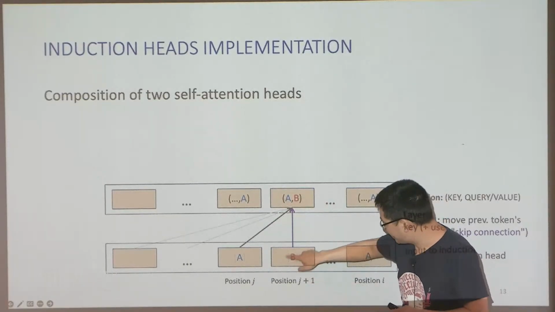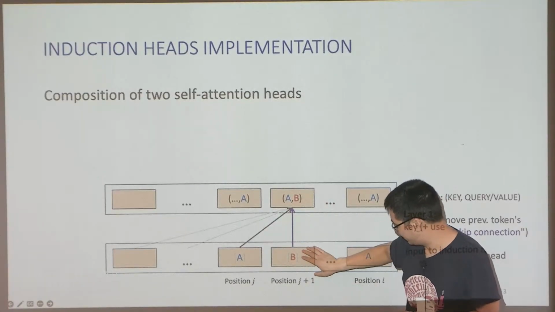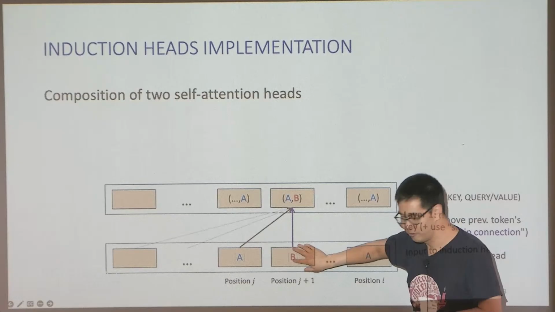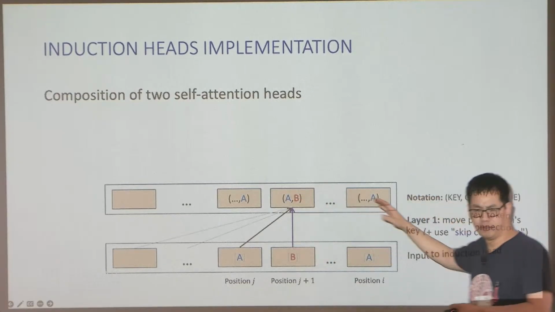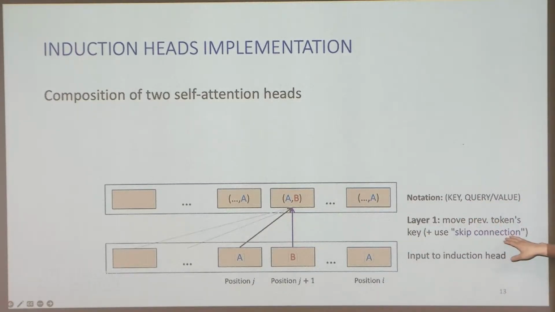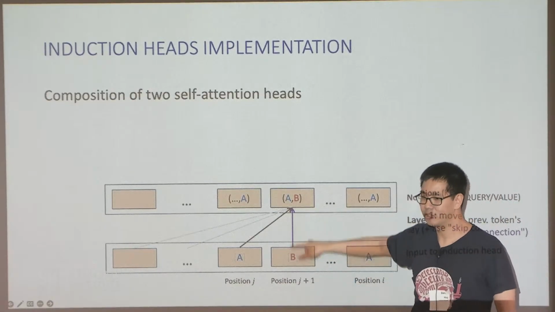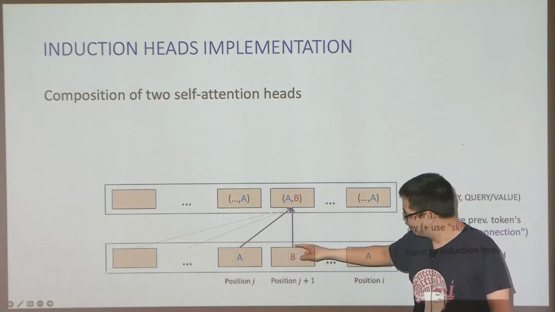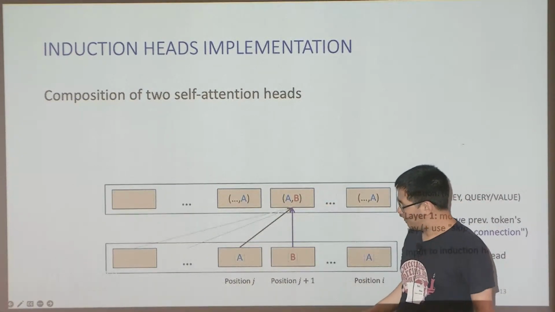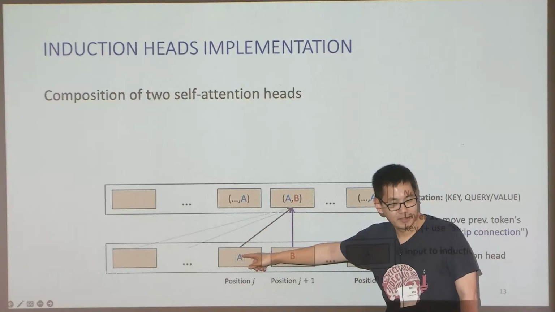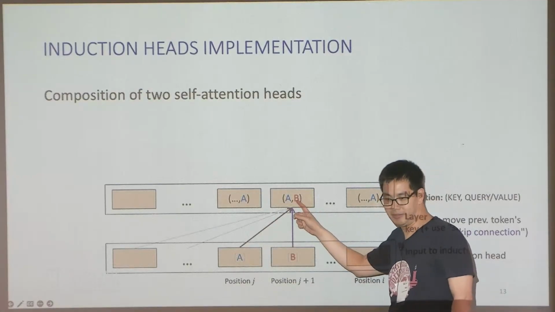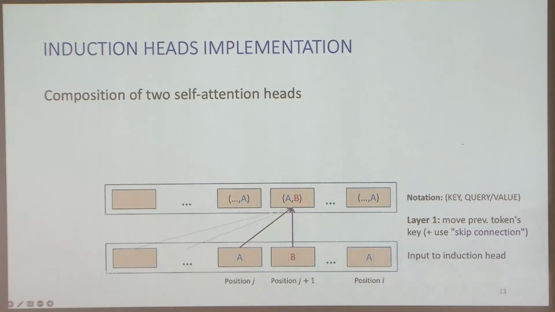But B here, the value and the query for B, gets retained. And that's done through something that Ankur didn't talk about, which is called a skip connection. Let's just assume that you're always allowed to pass information straight through. But what you would do is design a self-attention head that will just look back one position, copy the key, and move it to your current position. So that's the first layer. And this requires maybe some extra thing called a skip connection. Let's just assume that's okay.